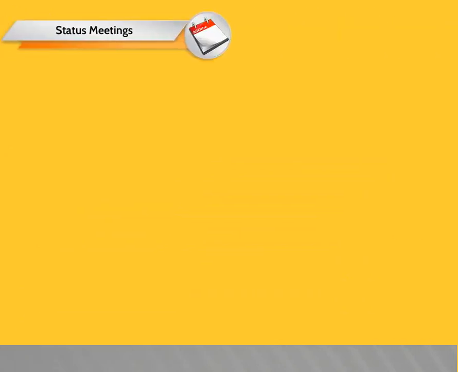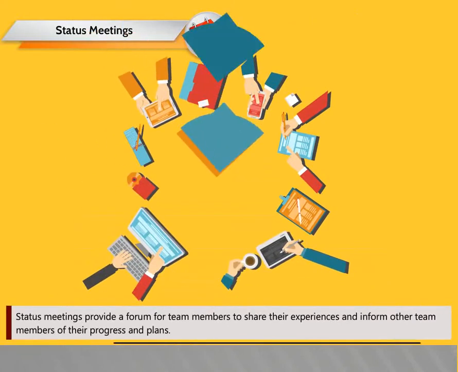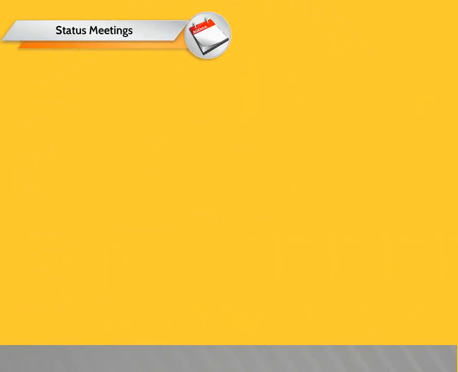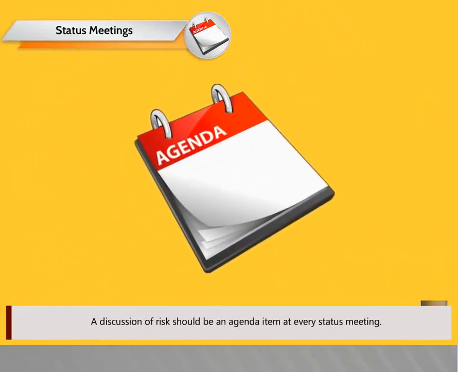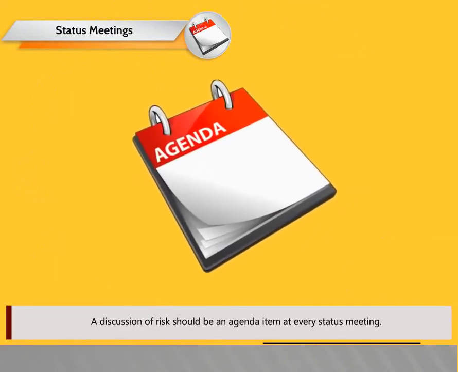Status meetings. Status meetings provide a forum for team members to share their experience and inform other team members of their progress and plans. A discussion of risk should be an agenda item at every status meeting.